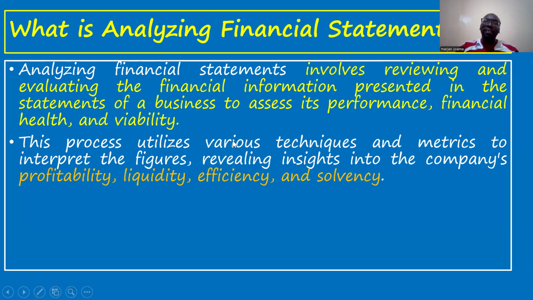So this process utilizes various techniques and metrics to interpret the figures, revealing insight into the company's profitability, liquidity, efficiency, and solvency. So we have different ratios, as we shall see next week. For example, we have profitability ratio. How do we calculate it? You need to know how to calculate it. Liquidity ratios, we have them. We have ratios for efficiency, for example, the return on investment, the return on assets. And we also have some ratios related to solvency, for example, the debt to equity ratios. So we shall cover all those.